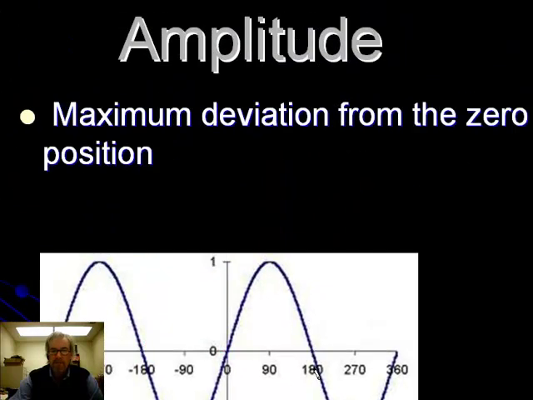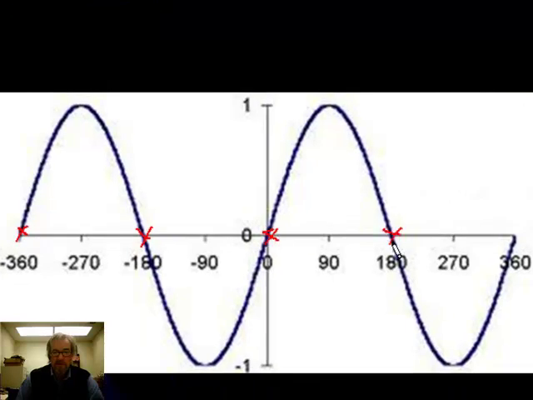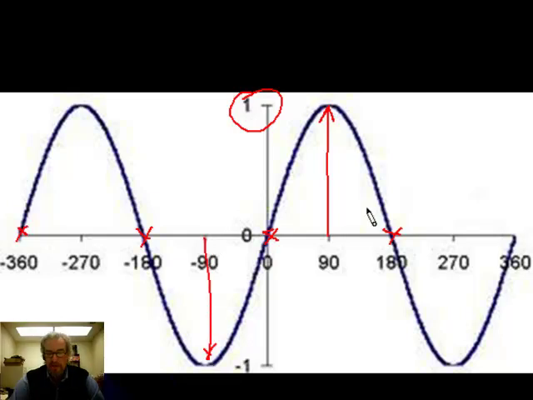The amplitude of a wave is the maximum deviation from the 0 position. So the 0 position is where we cross the axis here. These are 0 positions. The maximum deviation from that position is our amplitude here. And on this scale that we see here, it looks like our amplitude is 1, either plus or minus. We can think of this as the height of the wave.